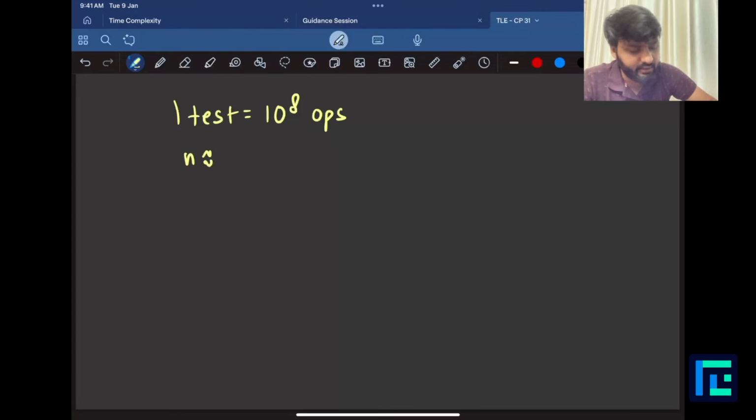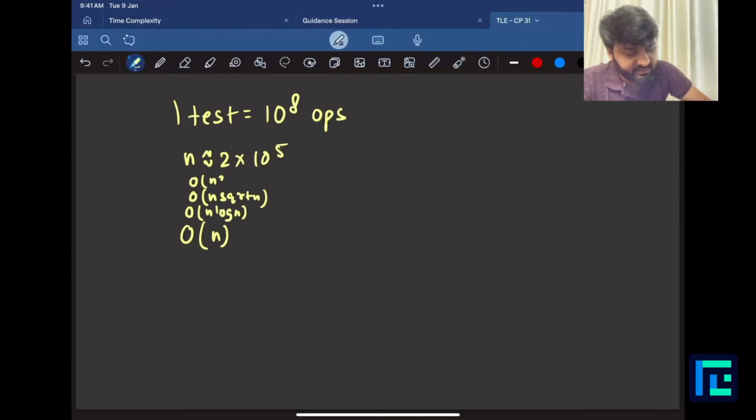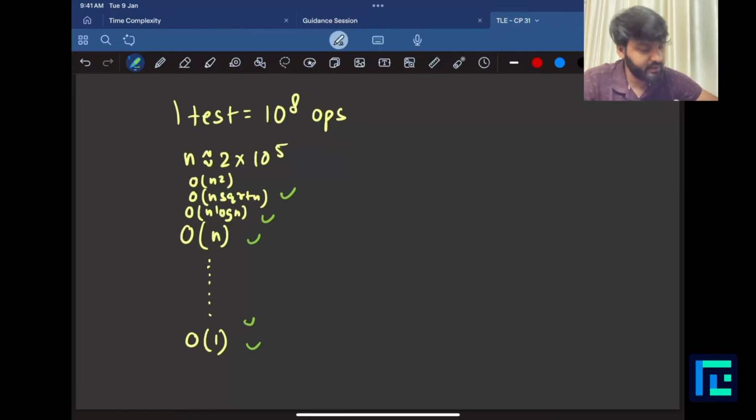N is given in 2 into 10 raised to 5 order. So either I create an O of n solution, a little larger, n log n, also going to work, a little larger, O of square root of n, also going to work. But if I go a little larger, something like n square, this is not going to work. Right up to constant time complexity, all of this is fine. So solutions like these are promoted, but solutions like n square give me TLE. This is my expected time complexity discussion, and it helps because now I have a brief idea. Don't create anything in n square or above. Create something that is n log n, or preferably lower.